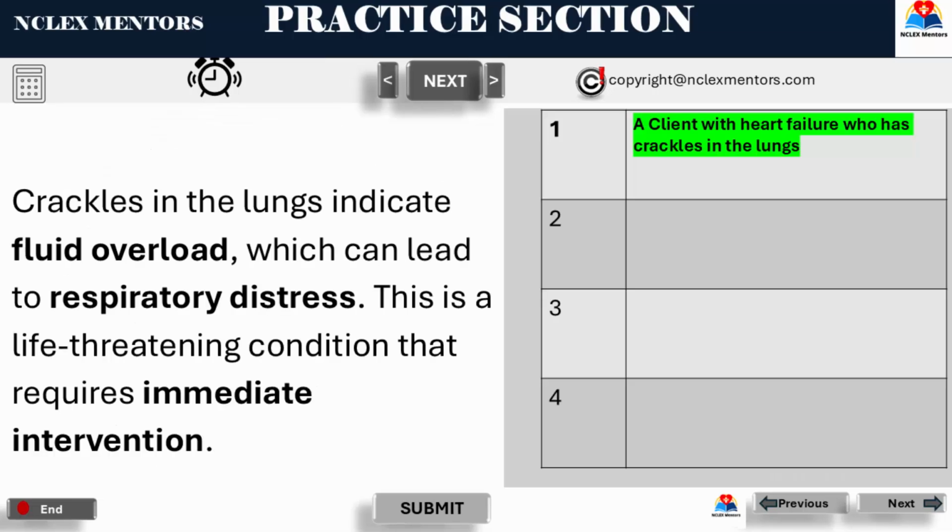Now let's break it down together. The client with heart failure who has crackles in the lungs is the highest priority. Crackles in the lungs indicate fluid overload, which can quickly lead to respiratory distress. This is a life-threatening emergency that requires immediate intervention. This is the first priority, without a doubt.